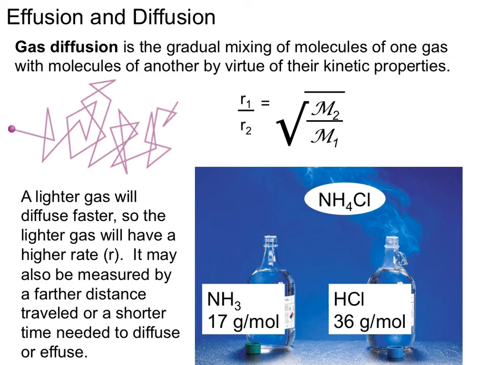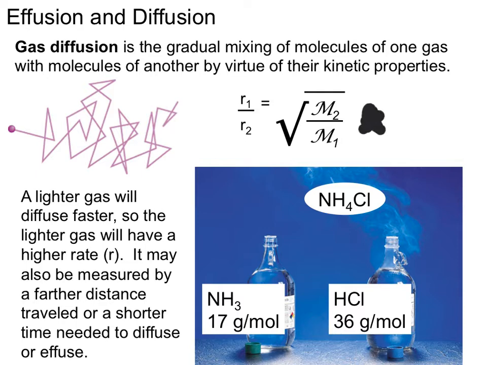So effusion and diffusion are what we're going to be looking at during this lecture. Gas diffusion is basically the random mixing of molecules of two or more different gases by virtue of their basic kinetic energy. If you have two different gases in two different containers and you remove a separation that separates the two gases from one another, diffusion will naturally occur because those particles of gases are in motion.